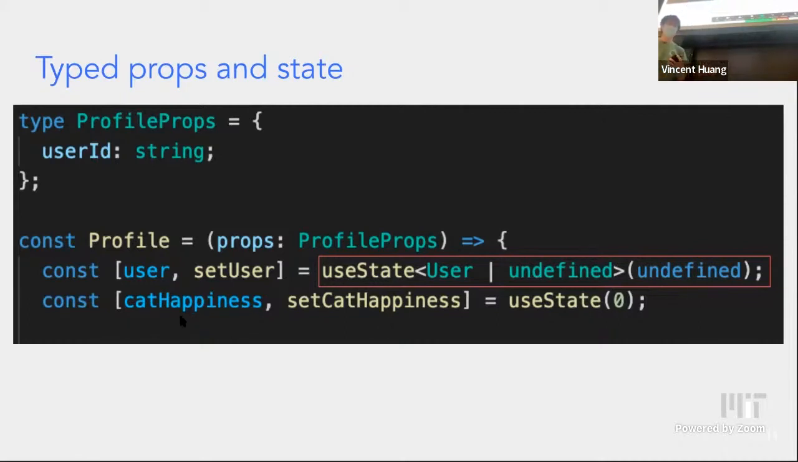But in the other case, the first line, we pass in useState, but the initial value is just undefined. If you pass in an initial value which is undefined, TypeScript has no way of knowing what type you actually want user to be. So the way you specify that is you put the type in these angle brackets, and you say I want the type of user to be User or undefined. That way, TypeScript will know that in the future, when you try to change user, you can only change it to another User type.